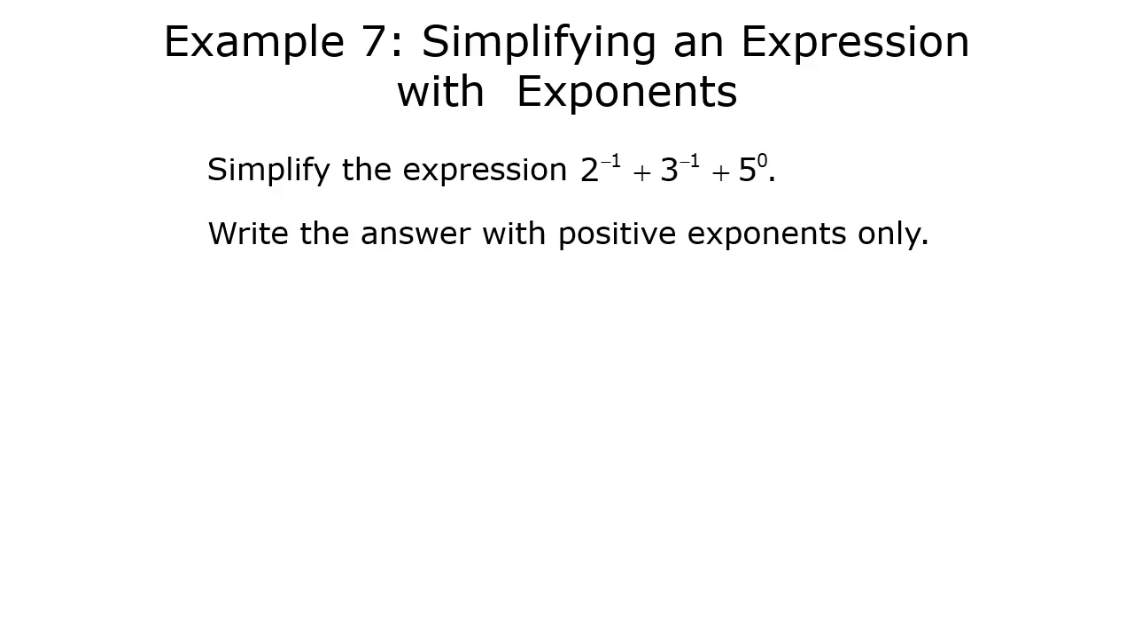All right, our last example works with actual numbers instead of variables, but it's all still the same, right? 2 to the negative 1/2 is just 1 over 2 to the 1, which is 2, plus, well, this is just 1/3. And then, of course, anything raised to 0 is a 1.